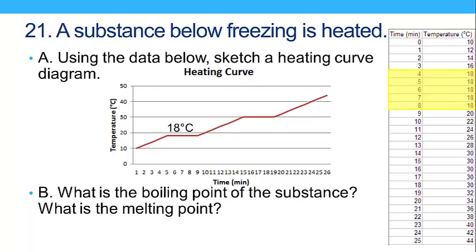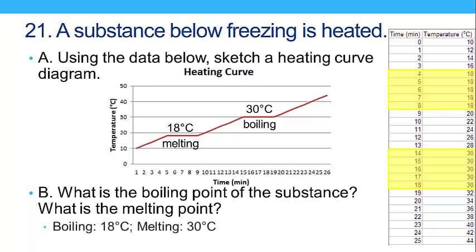So the first plateau is occurring at 18 degrees Celsius. This is where we have melting. The second plateau we see occurs around 30 degrees Celsius. This is our boiling point. So the first plateau is the phase change from solid to liquid. The second plateau is liquid to gas. So the boiling point is going to be 18 degrees Celsius and the melting point is 30 degrees Celsius.